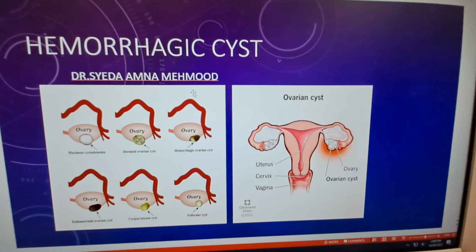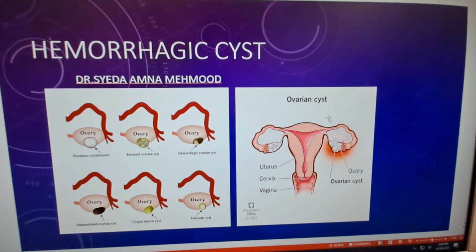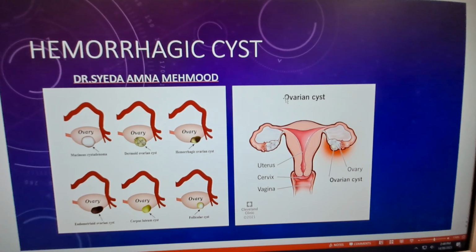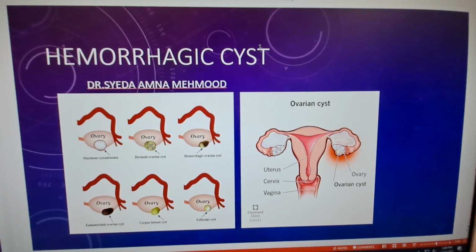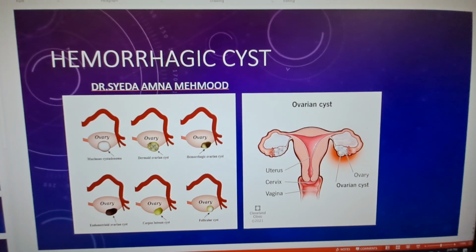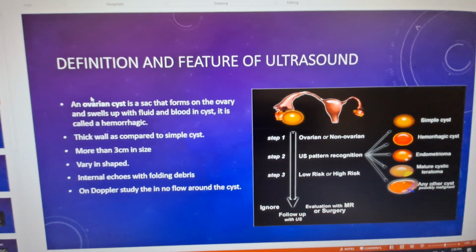So today I selected the topic of the hemorrhagic cyst. As I discussed before, my previous lecture was on the simple cyst. Now I am going to discuss the complications of the cyst, like the hemorrhagic cyst. So first we have the definition in the ultrasound. What is an ovarian cyst?